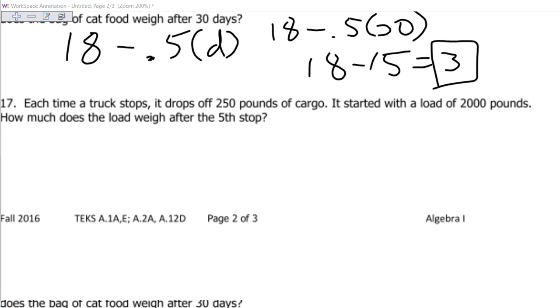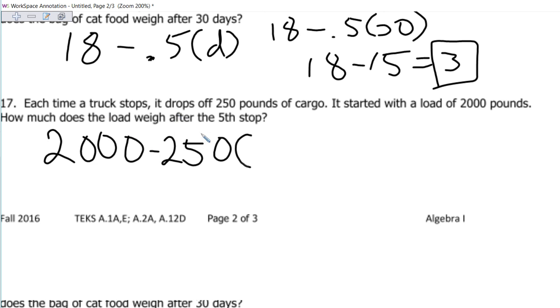Now, each time a truck stops, it drops off 250 pounds of cargo. It started with a load of 2,000 pounds. So 2,000 pounds minus 250 S. And S stands for stops. So 2,000 minus 250 S. So after the first stop, it's down to 1,750. After that, it'd be down to 1,500. After that, it'd be 1,250. After that, it'd be 1,000. After that, it'd be, rather, 750. Okay, so on and so forth.